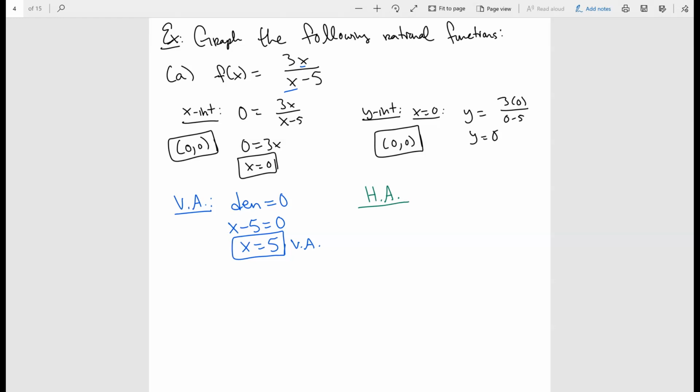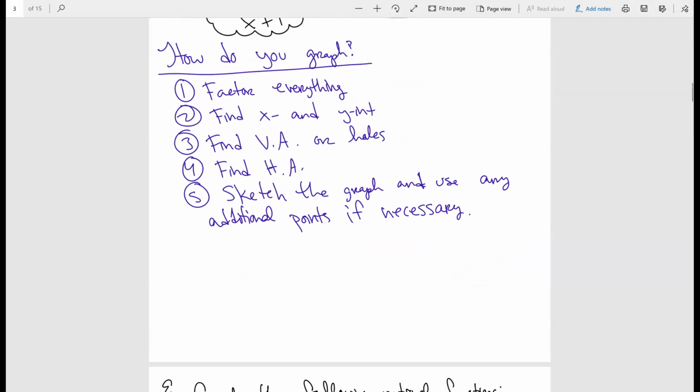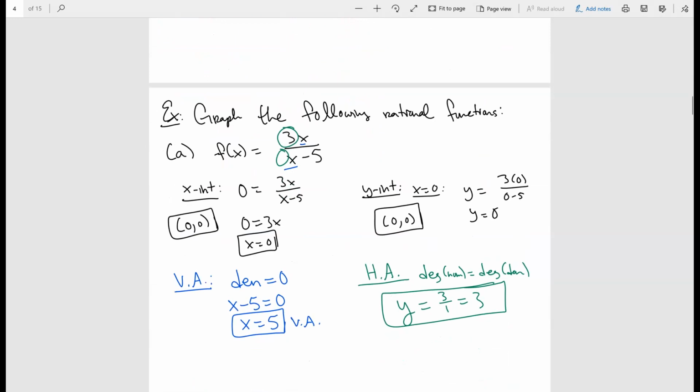For our horizontal asymptote, notice here that the degree of the numerator is equal to the degree of the denominator. They're both the same. So our horizontal asymptote is going to be the ratio of the leading coefficients, which in this case is 3 over 1, which is just 3. So my horizontal asymptote is at y equals 3. Okay, so right now we have figured out everything. There's no slant asymptote because the numerator is not one more than the denominator.